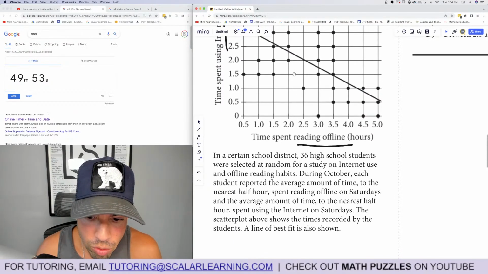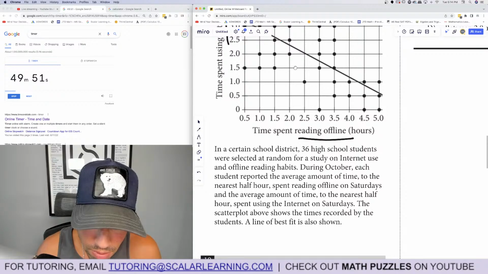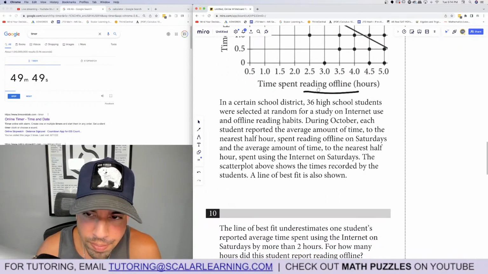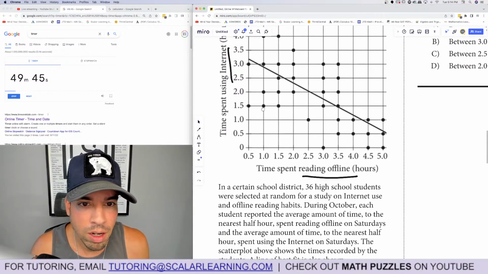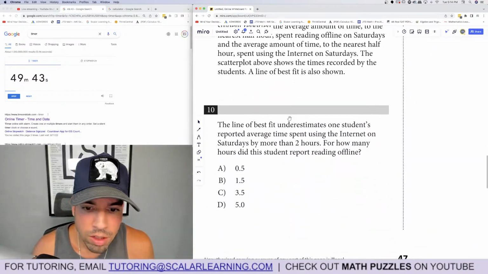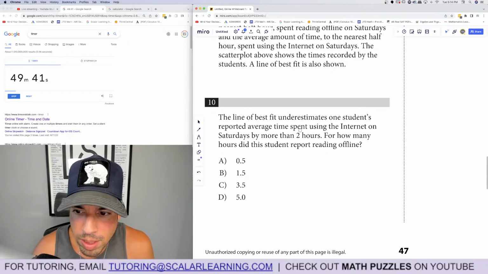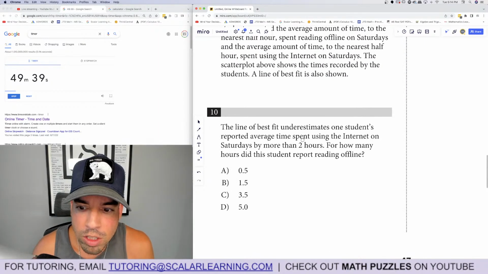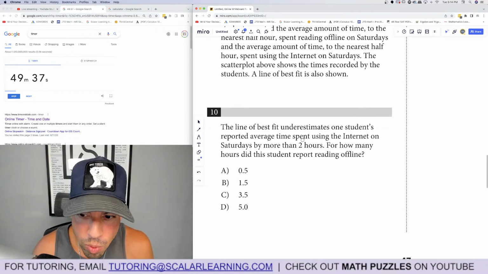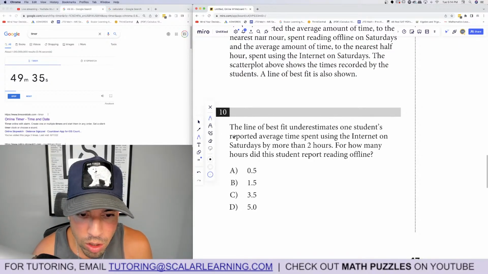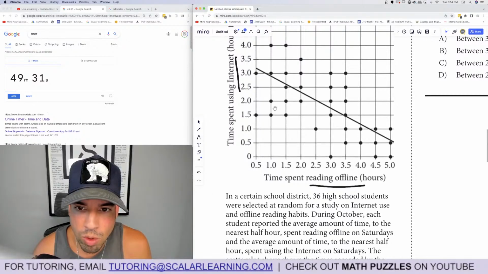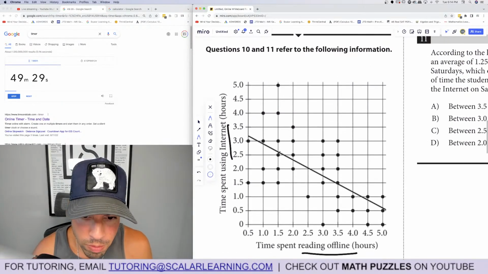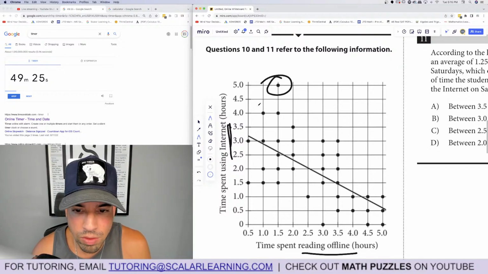In a certain school district, 36 high school students were selected at random. During October, each student reported the average amount of time, to the nearest half hour, spent reading. Okay, so this is how much time they spent reading. This is how much time they spent on the internet. So the line of best fit underestimates one student's reported average time spent using internet by more than 2 hours. And then we want to know what is the time reading. So here's my line of best fit. The internet is horizontal. This is the one that's really far away.